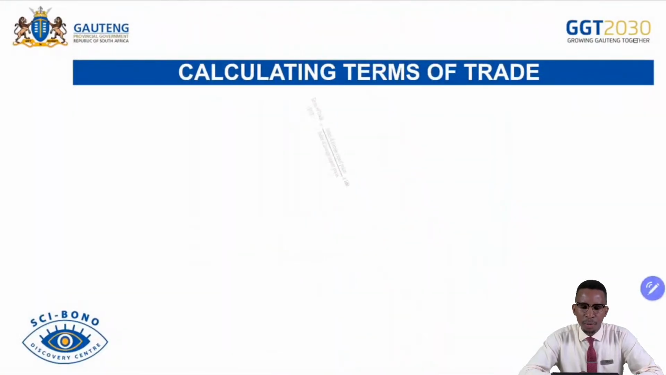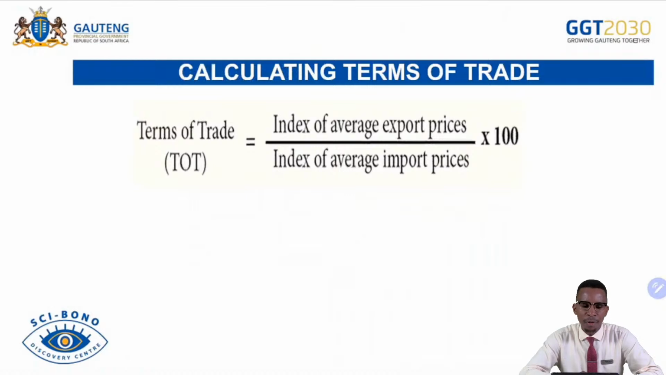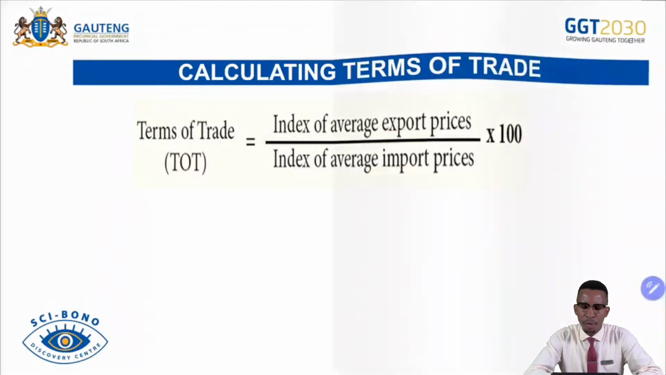Then how can we calculate terms of trade? So we say terms of trade equals the index of export prices divided by the index of import prices multiplied by 100. So here we say index of average export prices divided by the index of average import prices multiplied by 100. That's how we calculate the terms of trade.